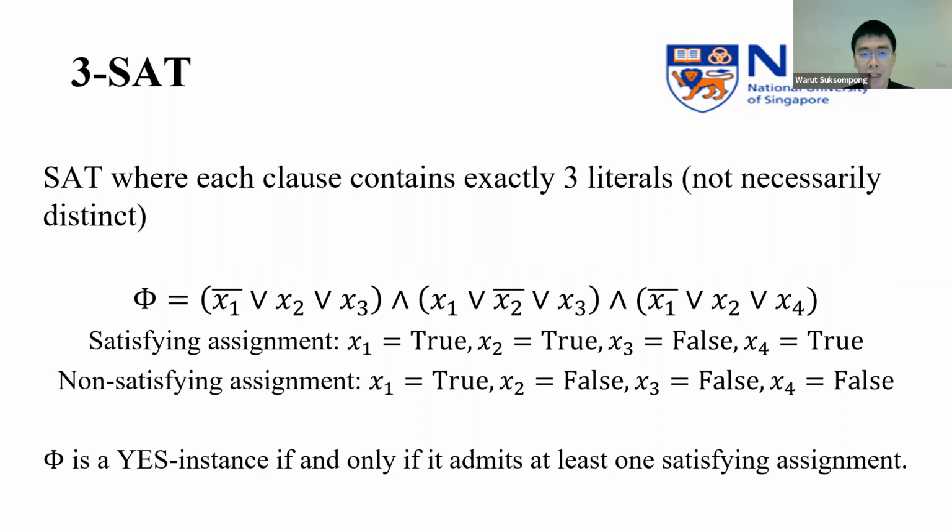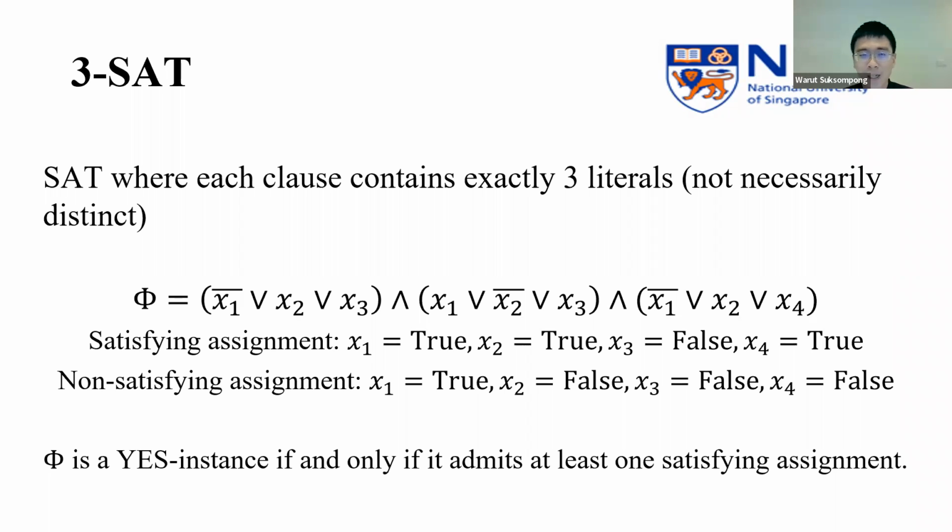What we want is that each clause is satisfied. So every clause is satisfied, like in each clause there's at least one literal that is set to true. So a satisfying assignment would be like x1 is true, x2 is true, x3 is false, and x4 is true. So this makes sure that in every clause there's at least one literal that is set to true. And this formula phi is a yes instance if and only if it admits at least one satisfying assignment. As long as there's at least one way to satisfy this formula, then this formula is a yes instance of SAT.